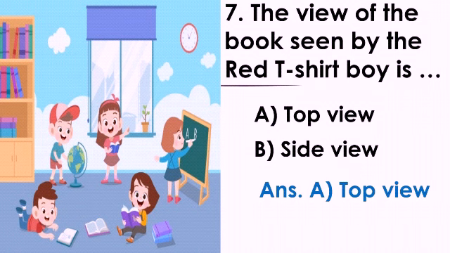As the boy is lying down on the floor, he should look downwards, no? So when he looks downwards, he will see only the top view of the book. So the answer will be option A, top view, because the boy is lying down on the floor and he will see the top.